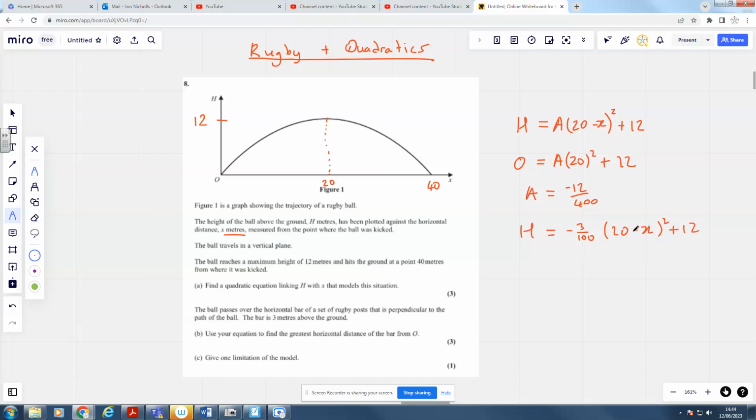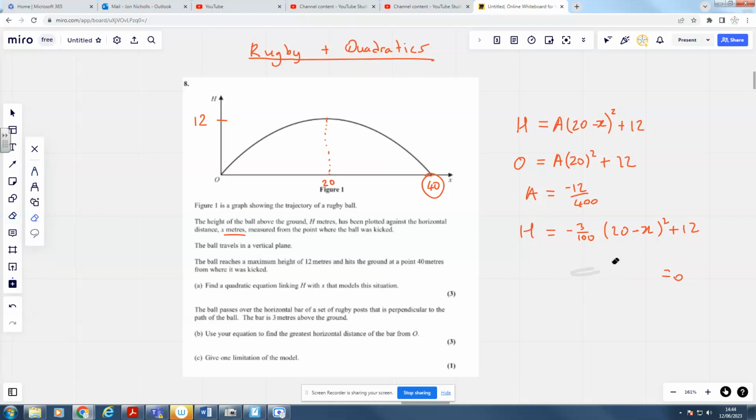Now, one way to check that we've got it right is by plugging in x is 40 and seeing if we get h is 0. Well, if you plug in x is 40, you're going to get 20 minus 40, which is minus 20. Minus 20 squared is 400. Minus, well, basically 3% of 400 is minus 12, plus 12 is going to be equal to 0. So when you plug in x equals 40, you do get h equals 0. That's how I can see that my answer's right.